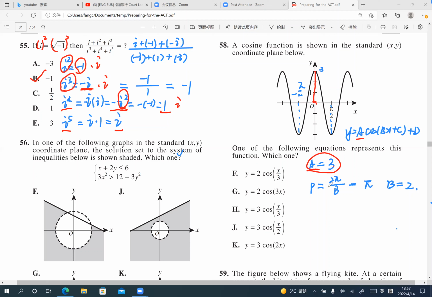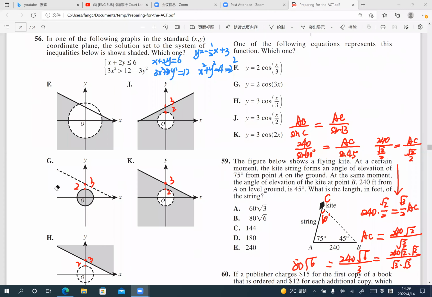And the period equals 2 pi over b. From the graph, we can tell the period is from negative pi over 2 to pi over 2, which is pi. So 2 pi over b equals pi, b equals 2. So we can have our equation y equals 3 times cosine 2x. So we should choose option K.